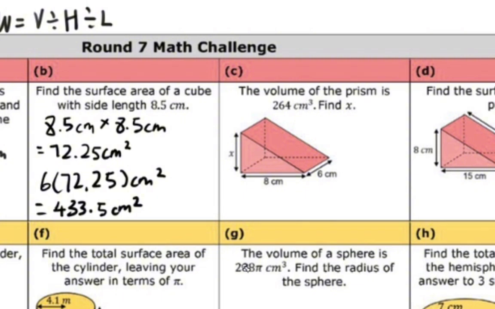Question C. The volume of the prism is 264 cm cubed. Find X.